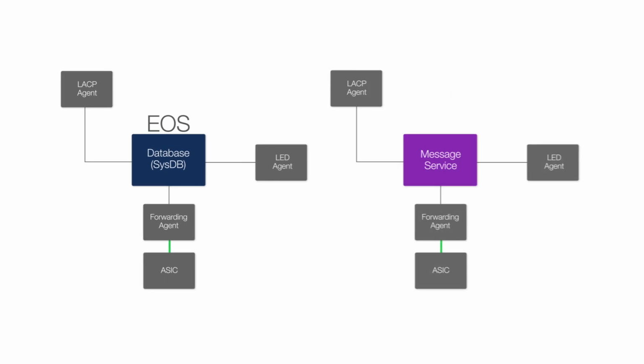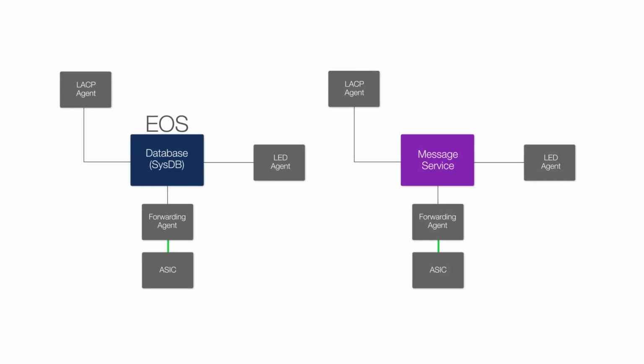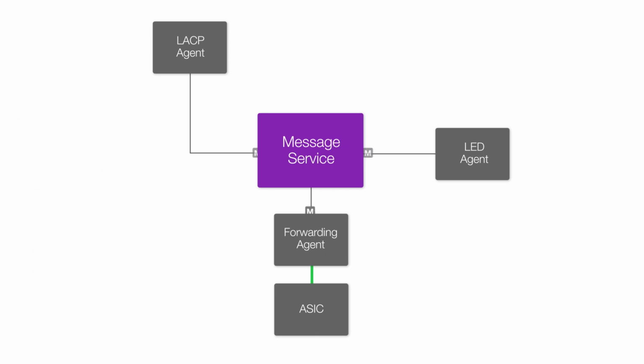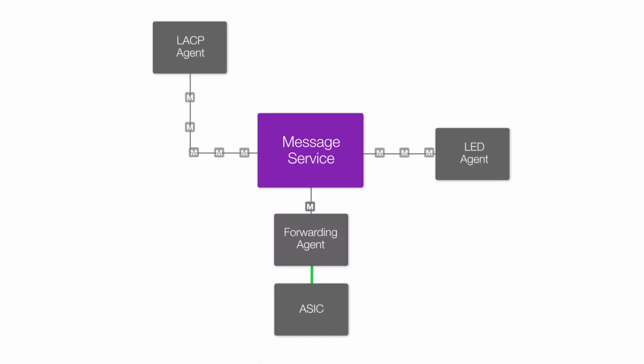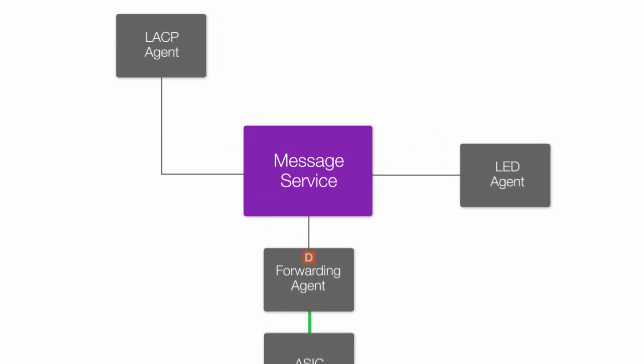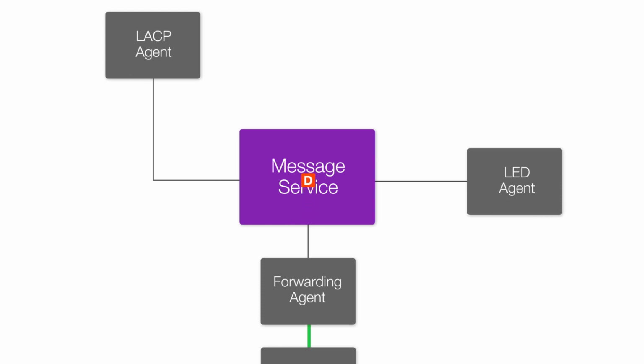Let's contrast that with what happens in the more traditional legacy message passing architecture. In a message passing architecture, instead of a system database, you have a message passing service. The idea is that processes inform each other of changes by sending messages, and the message passing service guarantees the delivery of those messages to the receiving processes. So for example, in our system with a forwarding agent, the LACP agent, and the LED agent, we have a message passing bus in between them, such that when a link goes down, the forwarding agent sends a link down message using the message service to deliver that message both to LACP and also to the LED agent.